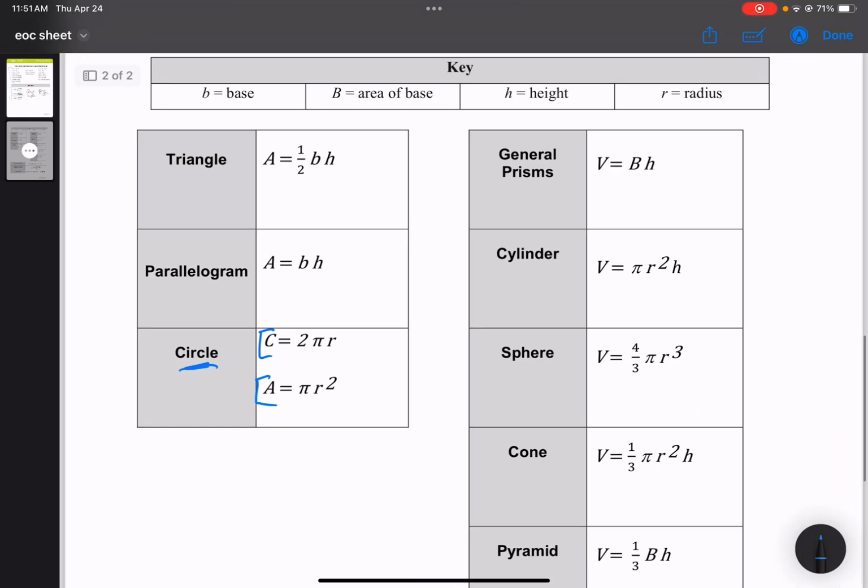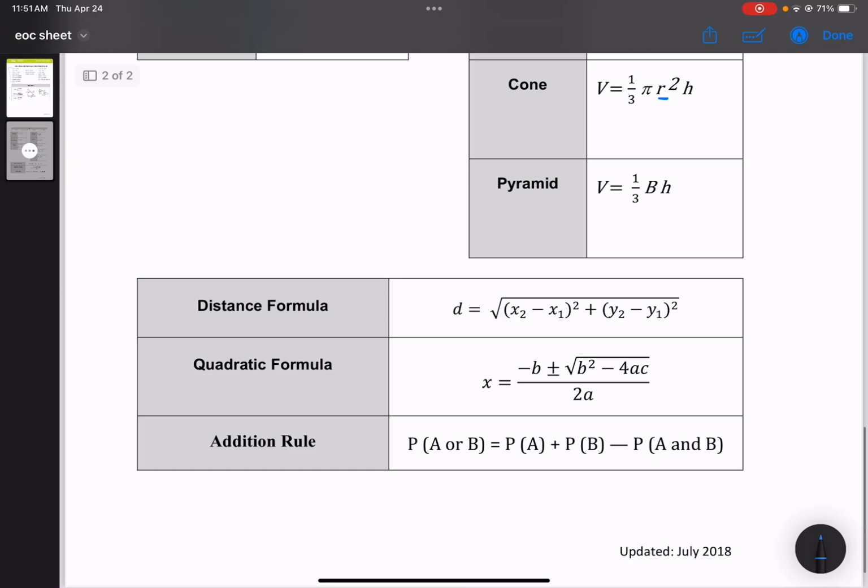The thing I want to point out, radius pops up in a lot of those whenever you see R. And if you do see a big B, that means the area of your base, which is length times width, okay? So you can do that for those. You are also provided distance formula and the addition rule for your probabilities as well.